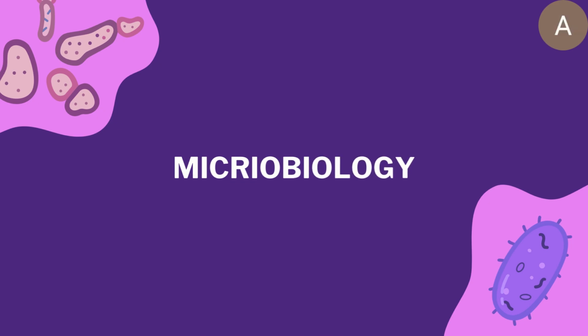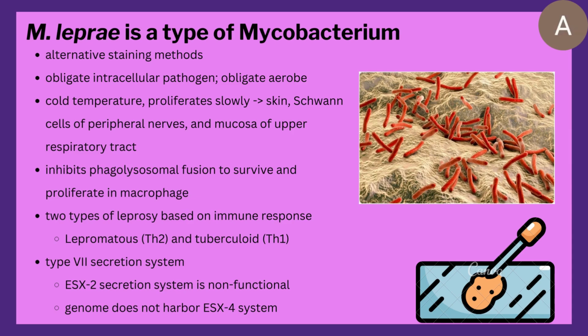Next, I'm going to talk a little bit about the pathogen itself, specifically its secretion system, how it spreads, its shape, its properties, and how the host immune system and the pathogen interact to create symptoms of leprosy. M. leprae is a type of Mycobacterium. It is a rod-shaped bacteria, but it is a non-tuberculosis Mycobacterium.